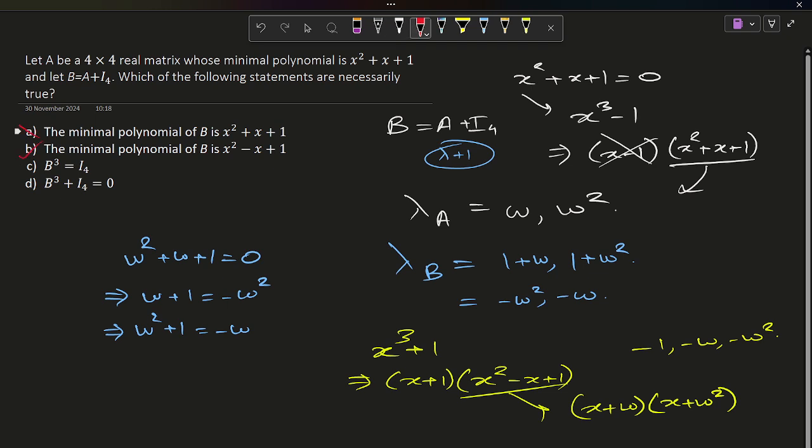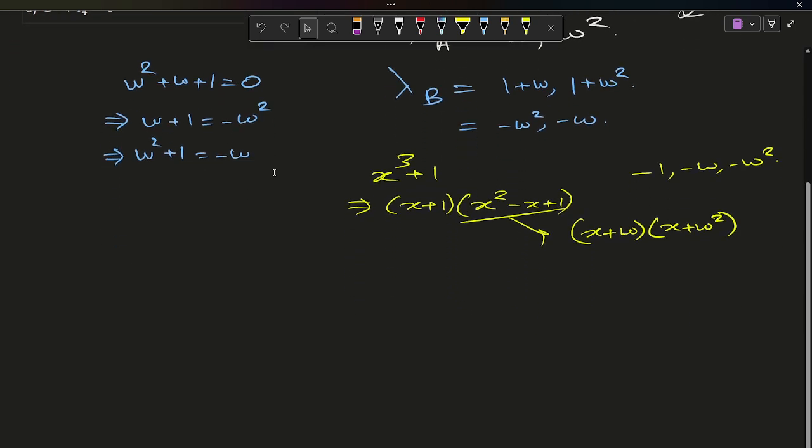Immediately option A will be false, as they said that the minimal polynomial of B is x square plus x plus 1. So now we have to think about options C and D. What can be done?